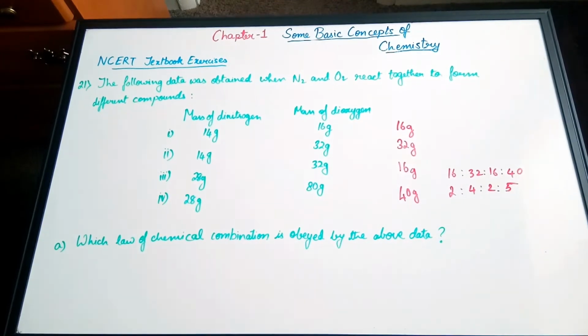So this is nothing but the law of multiple proportions. This states that when two elements combine to form two or more than two compounds, then the mass of one of the elements which combines with the fixed mass of the other element is in a simple whole number ratio. We had already done a detailed explanation about the various laws of chemical combination. One of them is the law of multiple proportions.